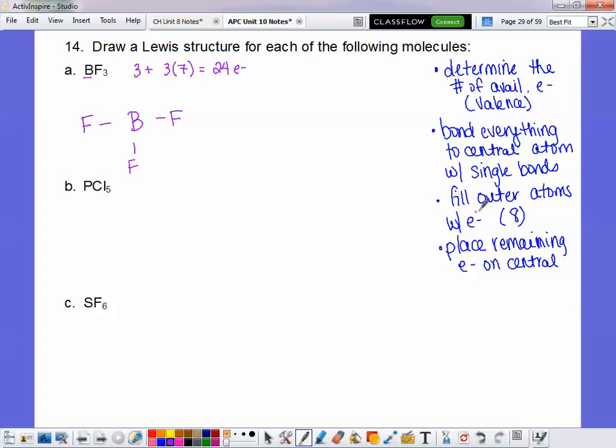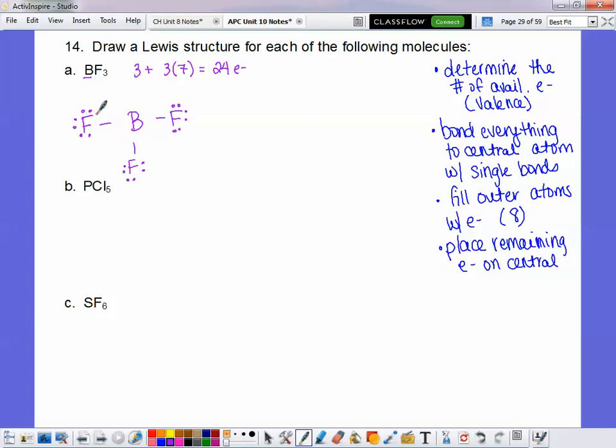Now we're going to fill the outer atoms with electrons till they have 8. So each of these fluorines are going to get 6 more electrons, 3 lone pairs. So they all have 8 and they're all nice and happy. And then we're going to place any remaining electrons on that central atom.